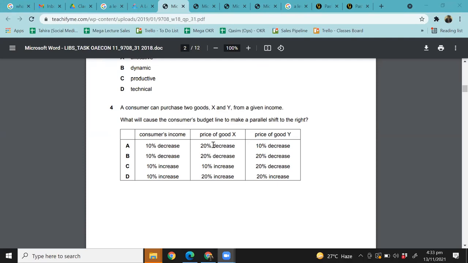So now the question was saying, which of these changes will cause a parallel shift to the right? Now think about this. If this is your budget line, right? If it is shifting parallel outwards, this means overall the consumer's purchasing power is increasing. Parallel shift, right? So it cannot be a shift like this, because this is not a parallel shift. The one that I made earlier is the parallel shift, right?